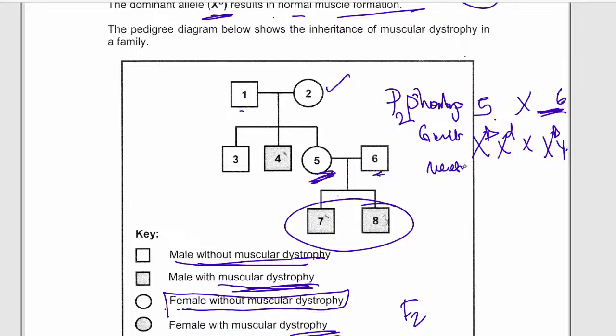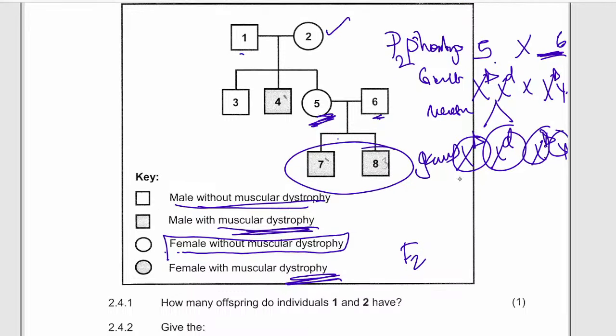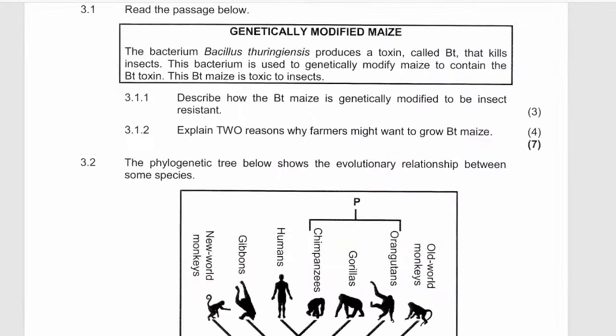Meiosis splits X capital D, X small d. Then you go to the next and start to cross. You can use the Punnett square, or you can just do capital D, capital D, then this and this, Y, then this and this.